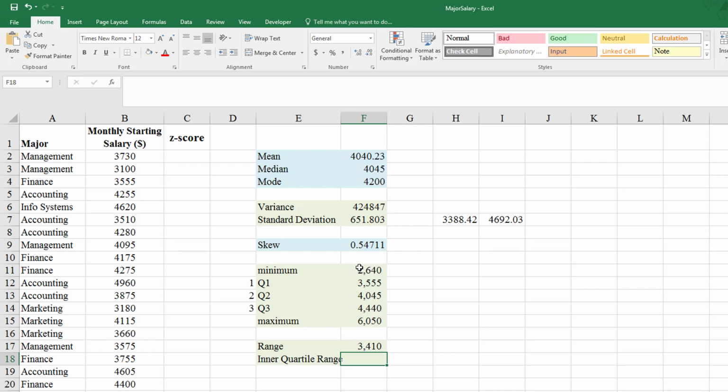Let's look at the interquartile range. That is the third quartile minus the first quartile, or $885. So the middle 50% of the data is only a range of $885. There's not a lot of variation in the middle of that data.